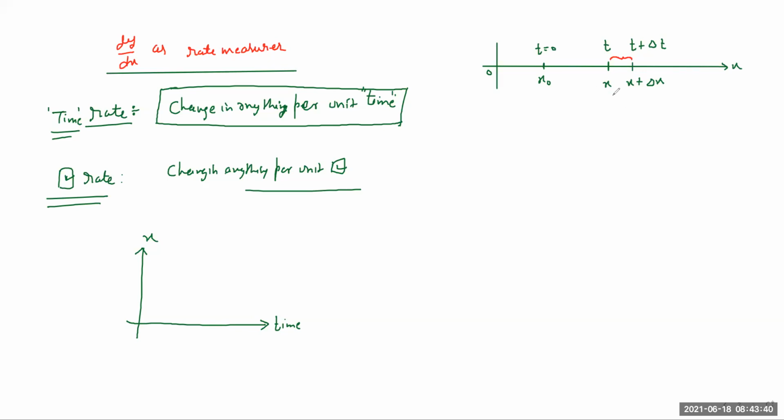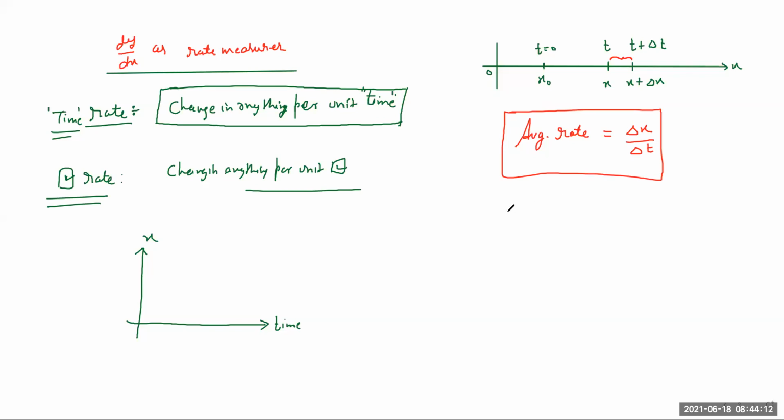So since the interval is large, we define average rate equals delta x upon delta t. This is how we define the average rate in mathematics or in physics, wherever you ask. But we are looking for something called instantaneous rate. I want to know at what rate you are moving at one particular instant.